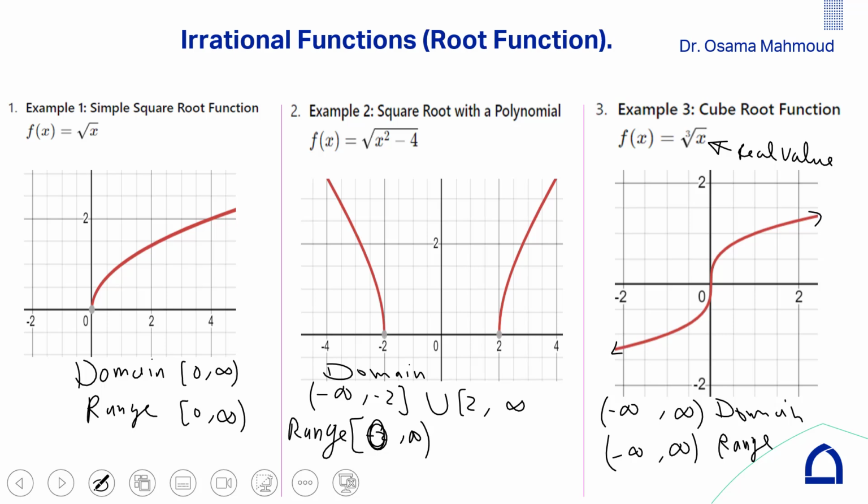okay? But here, x should be greater than minus 2 and less than 2, right? For here, x should be greater than or equal to 0, okay? And here also.